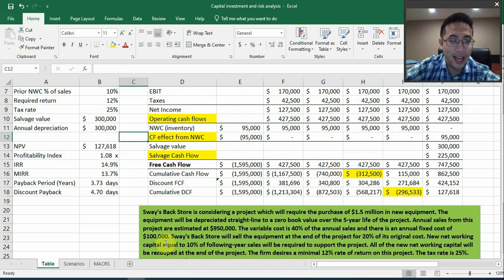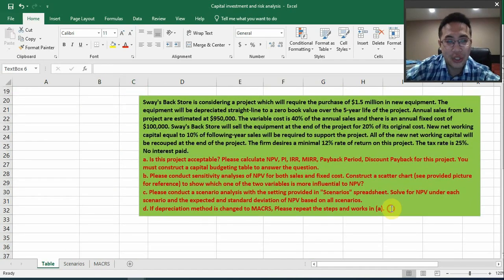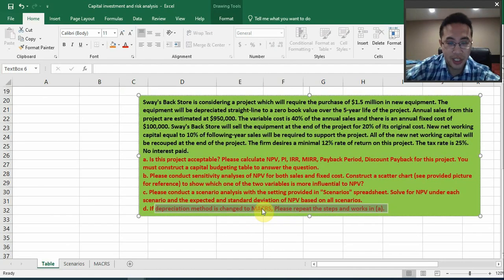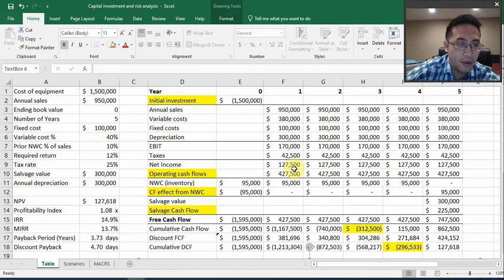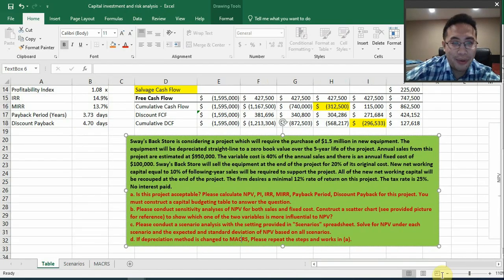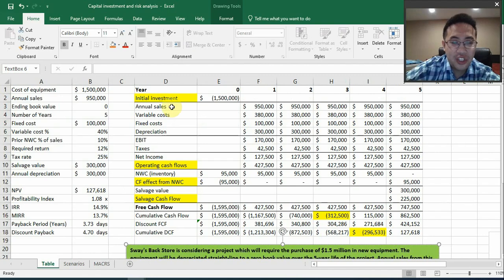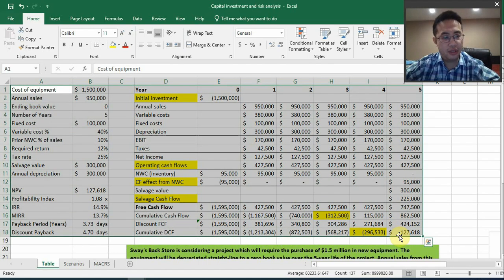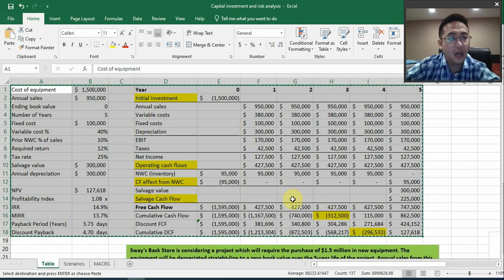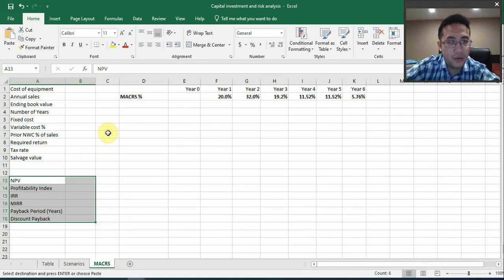And the next one, actually, I want to work on the last one. If the depreciation method changed to the modified accelerated cost recovery system, MACRS, please repeat the same thing we did in step A. Okay? As I promised, it's pretty easy to do. You just need to copy paste the numbers here. So for example, right here, you're going to copy all the numbers. All right, copy, and then you can paste here.